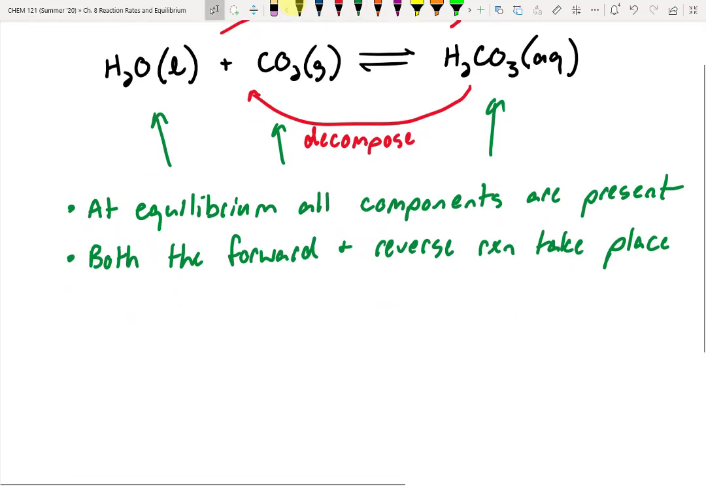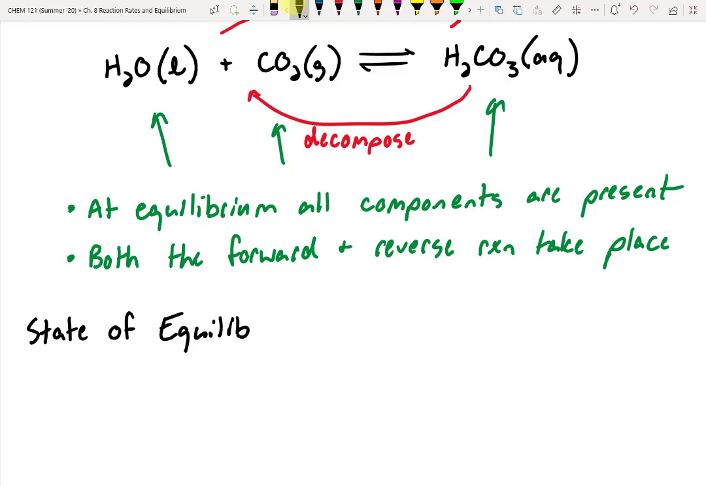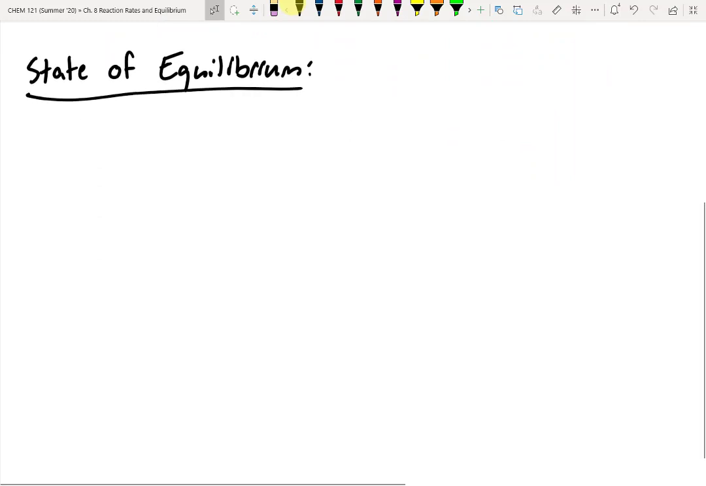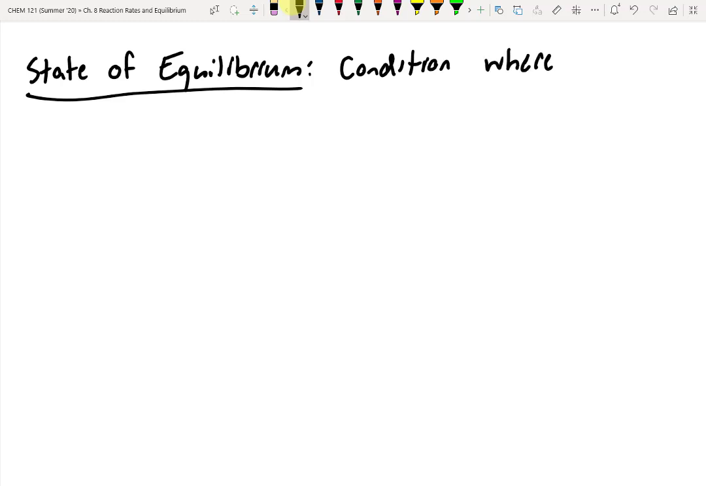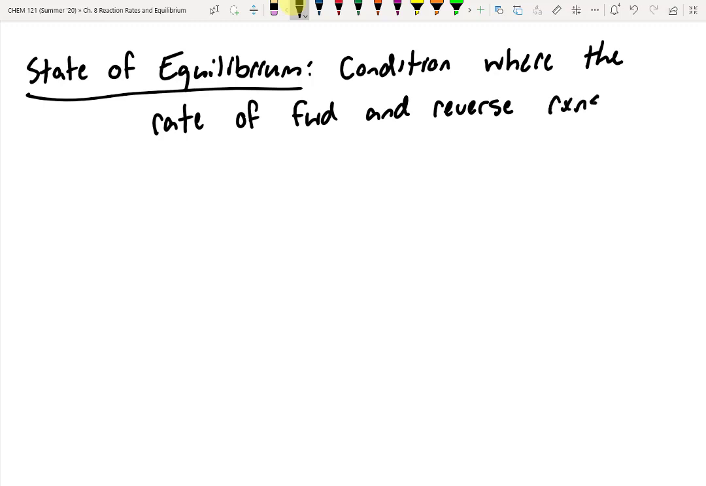So let's define it in some different terms too. So the book calls this a state of equilibrium. Most people just say equilibrium, they don't say the state of part. So same idea. But what it means is it's a condition where the forward and reverse reactions are occurring at the same rate. Where the forward and reverse reactions are equal.